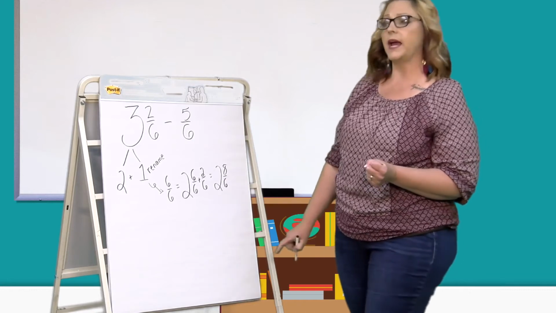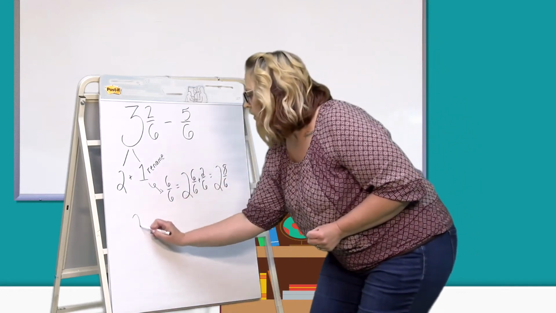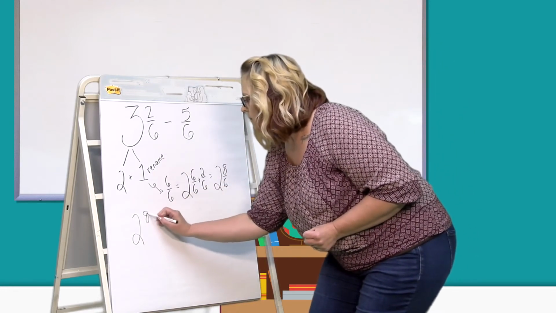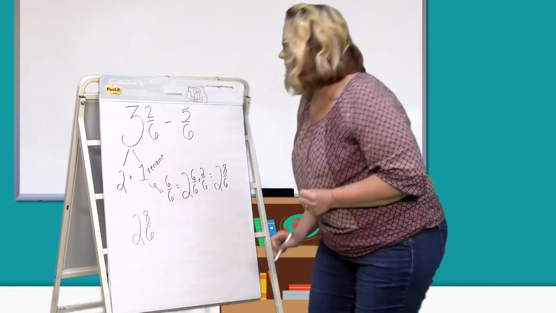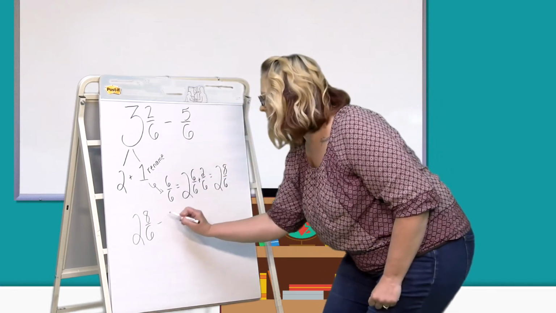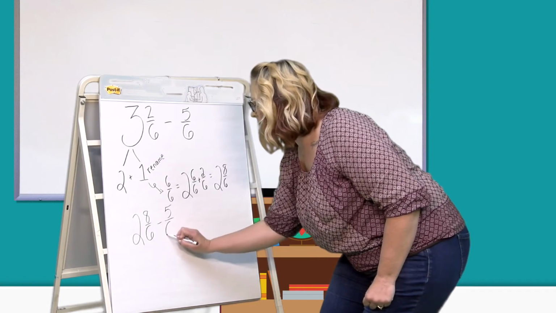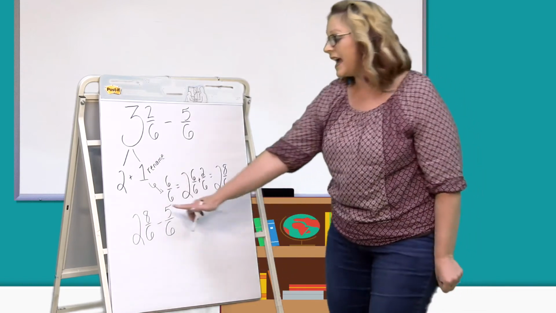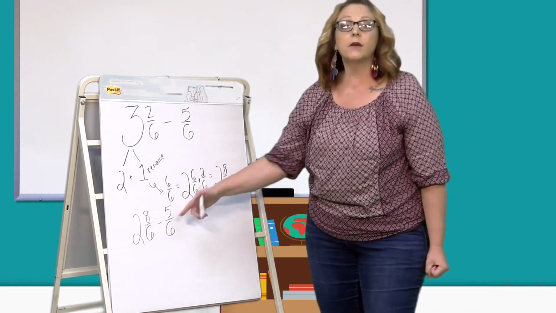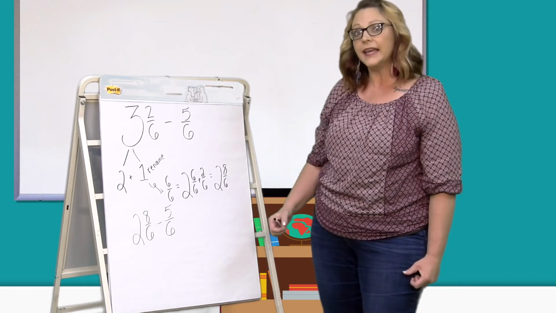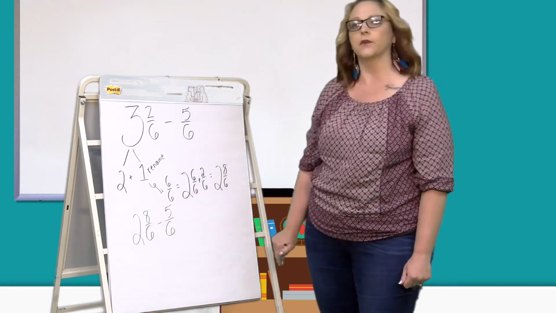So I'm going to rewrite this equation. 2 and 8/6 minus 5/6. Now we have numerators that we can actually subtract. I can take 5 away from 8.